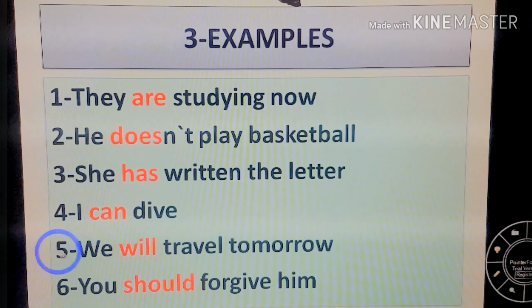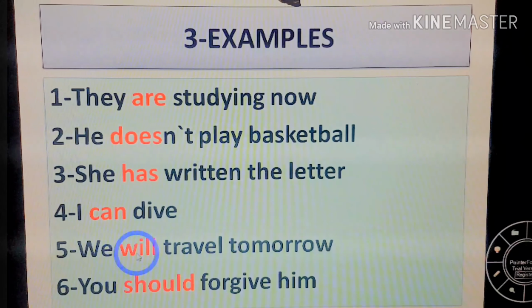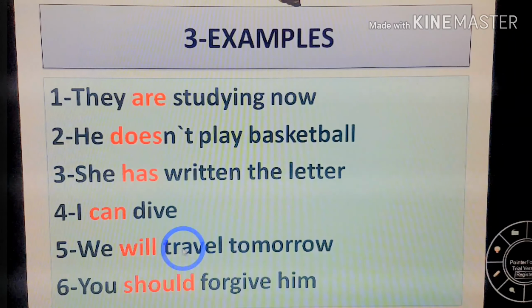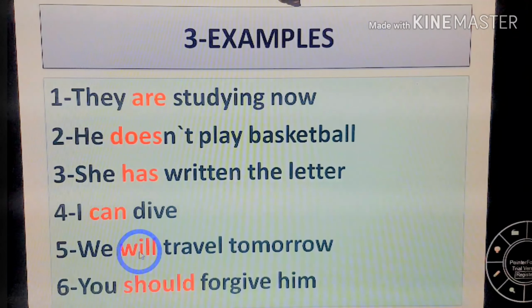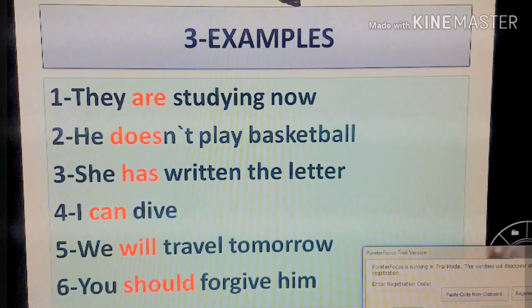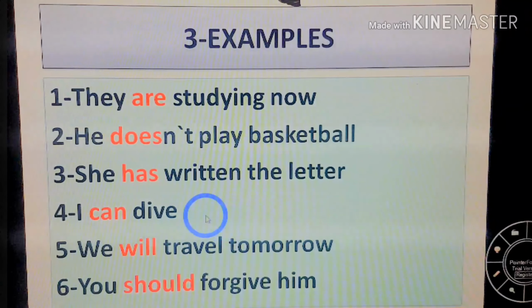Look at number five. We will travel tomorrow. We will. Will benefited me in the sentence. It helps the main verb describe the action. We will showed me that the traveling will be in the future. This is what I mean when I say help the main verb describe the action.